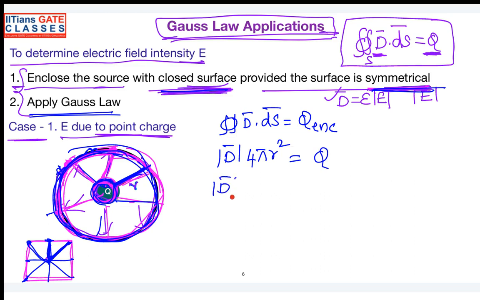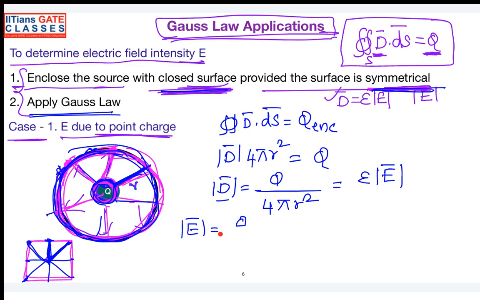So the flux density will be straight away Q by 4 pi r square, and you can say the flux density is the same as epsilon times E. Hence the electric field intensity will be Q by 4 pi epsilon r square. This is the same thing we got with Coulomb's law also, right? So in that way you can verify Gauss law and Coulomb's law.